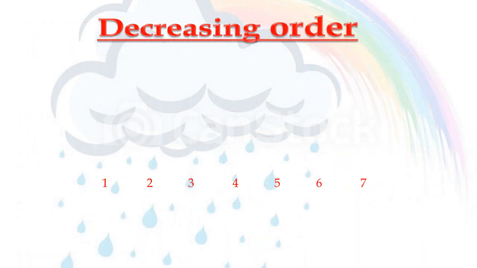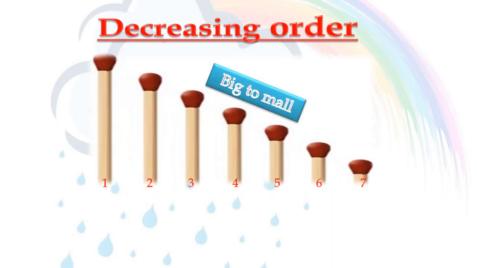Next topic is decreasing order. It is just the opposite of increasing order. In this order, we are going to arrange numbers from big to small. See the picture? We arranged these matchsticks in this decreasing order.